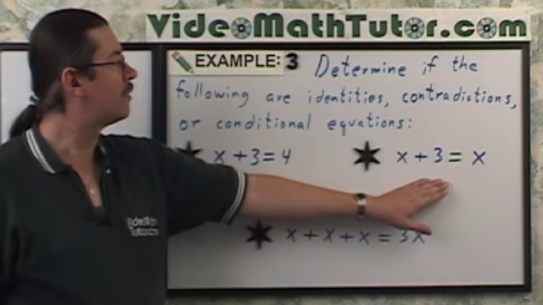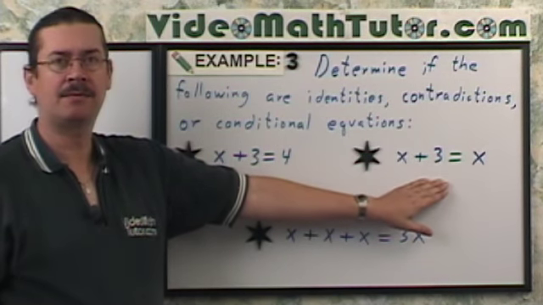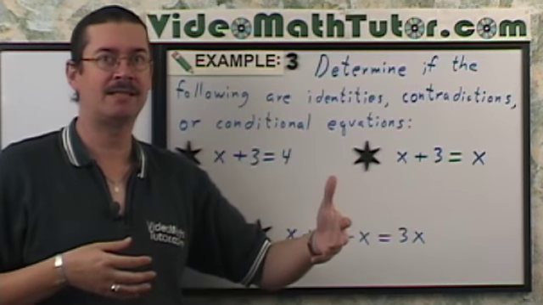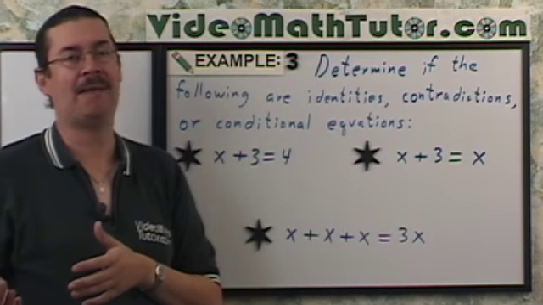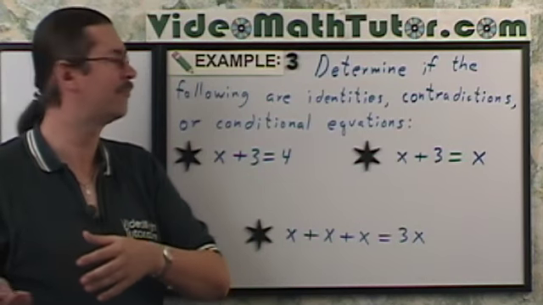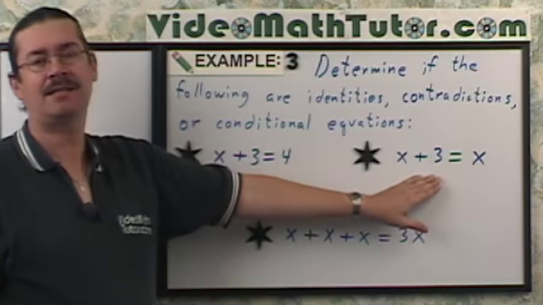The next one, x plus 3 equals x. What does it say? It says a number plus 3 is the same thing you started with. That can't happen. That's impossible. You can't have something and add something to it and then get what you started with. No way. So this is a contradiction.